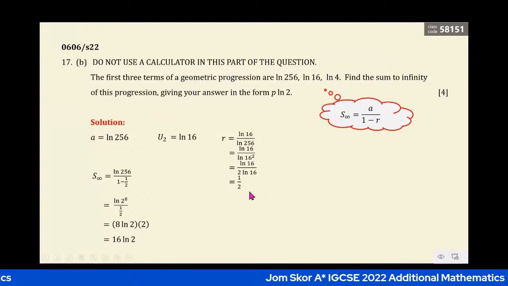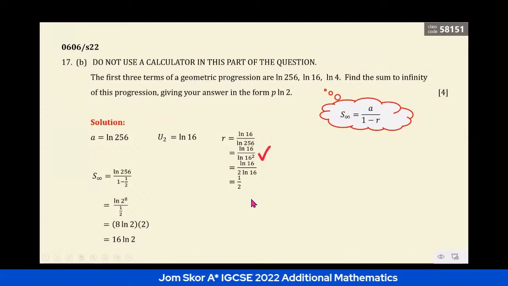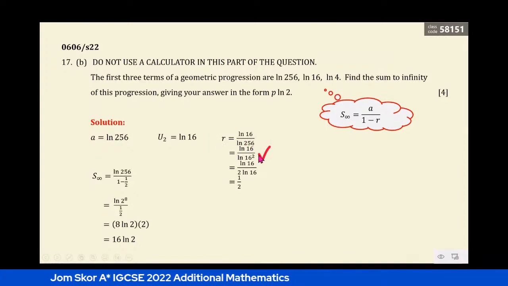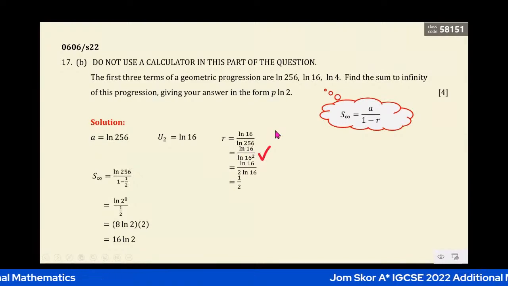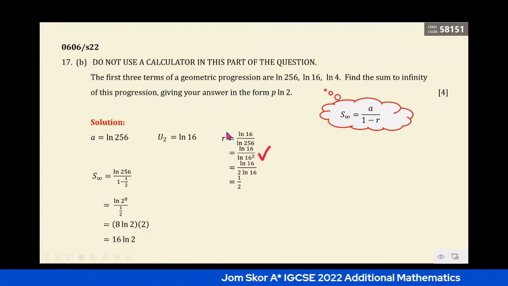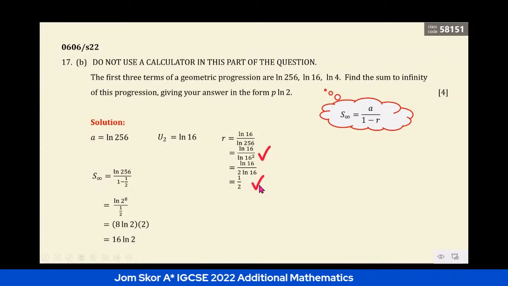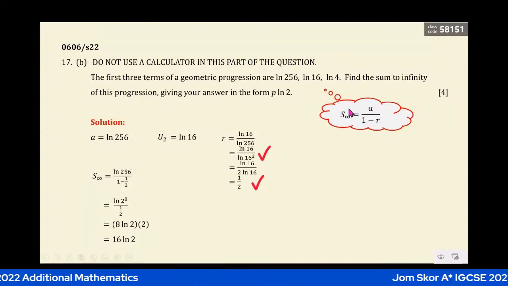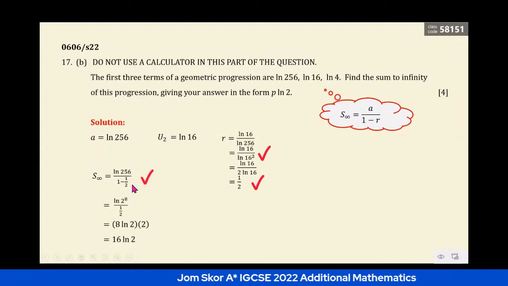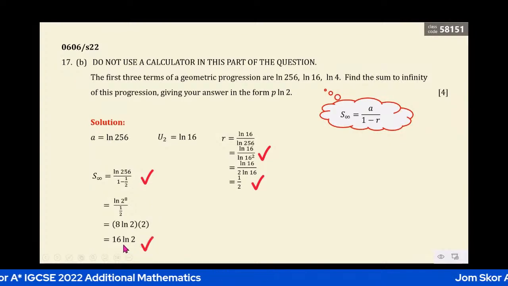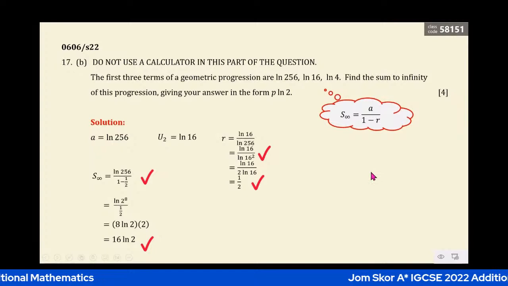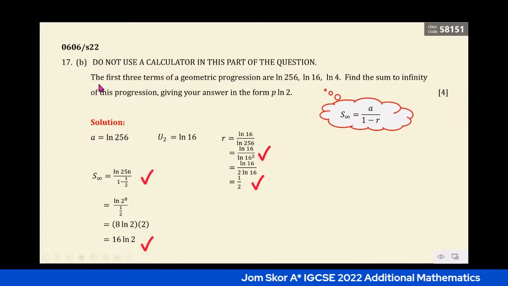Okay. Right. So 4 marks. The first mark is of course cari R. Okay. So you try attempt to use T2 over T1 to find R. And then R itself dapat jawapan 1 over 2, 1 markah. Okay. Use the formula of S infinity. So dapat 1 markah dekat sini. And then, so you simplify and then you will get the final answer 16 ln 2. Okay, so itu question number 17.